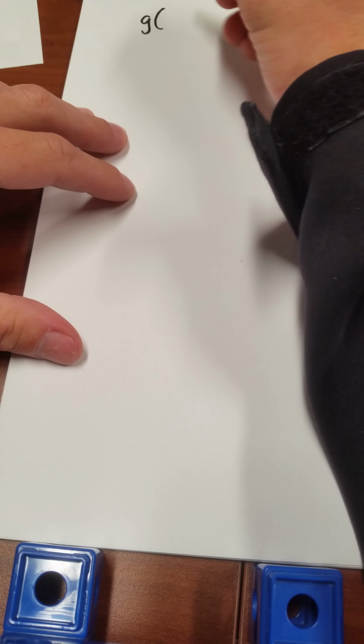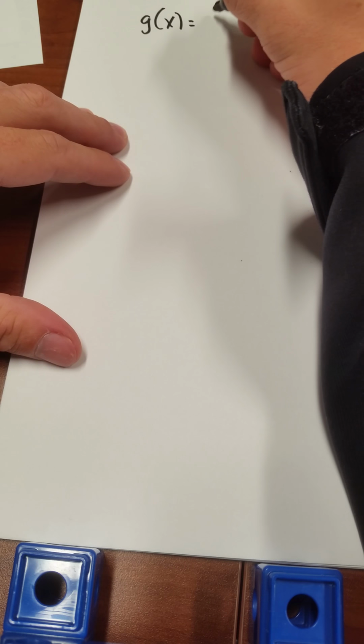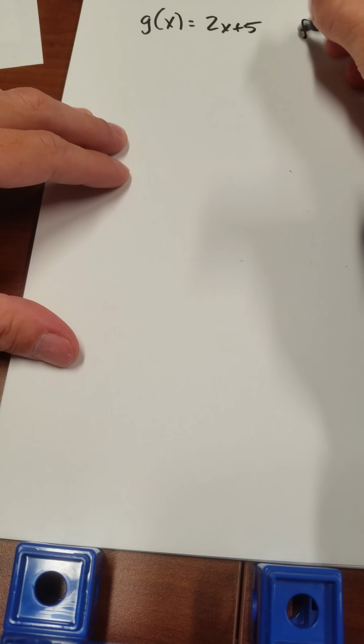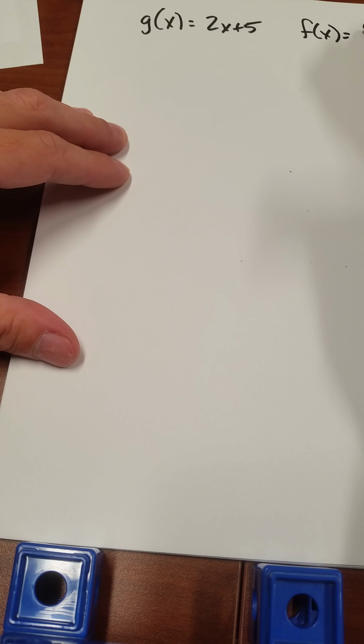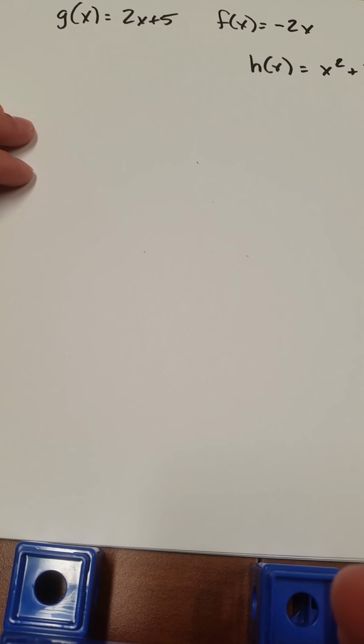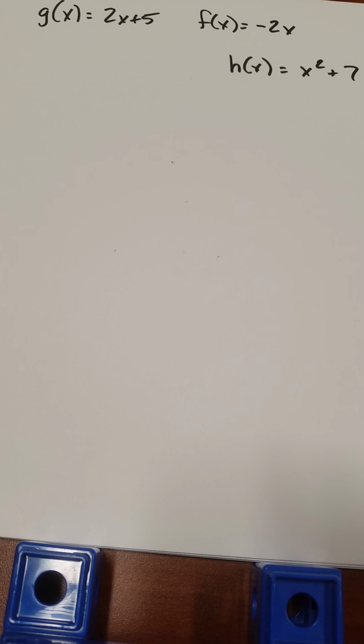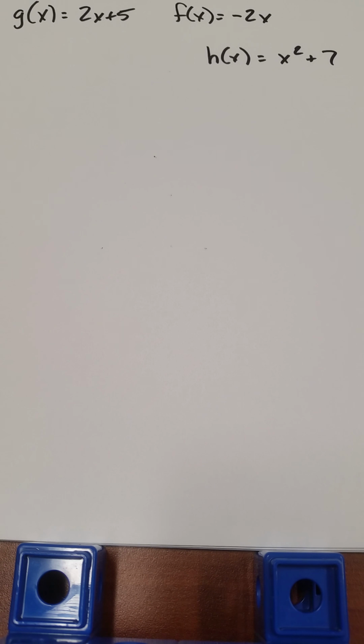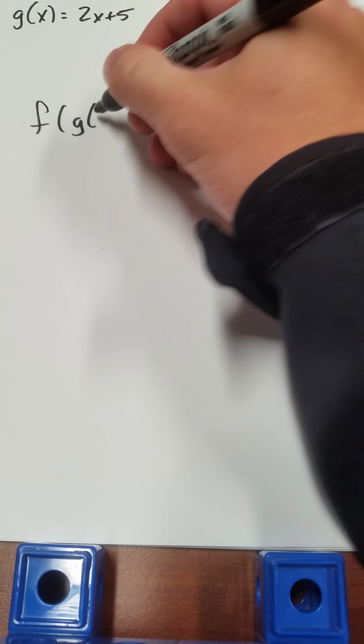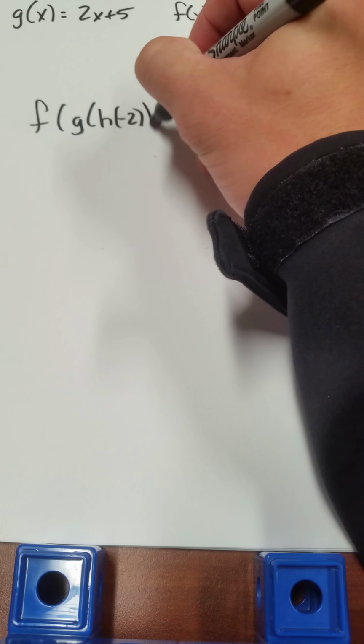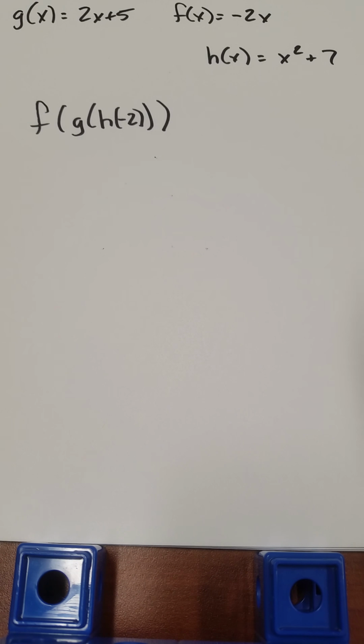Let's give you 3 terms maybe this time. So g of x equals 2x plus 5. F of x equals negative 2x. And let's let h of x equal x squared plus 7. All right? So you have 3 different functions this time. Now they might get a little bit confusing and say, hey, let's find f of g of h of negative 2. Something like that. Now, that looks big and scary, but work from the inside out.